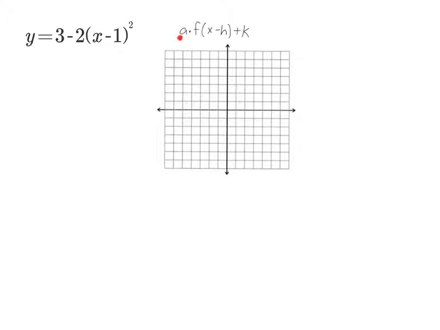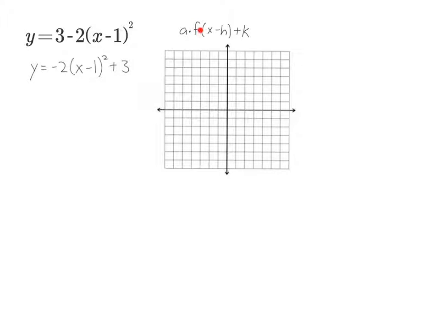But as you notice, this does not look like this. But if I take this 3 and I bring it over to the other side, I end up getting y equals negative 2 times (x minus 1) squared plus 3. Now it looks just like this, where h is 1, k is 3, and a is negative 2.